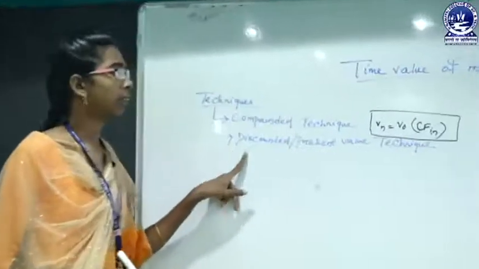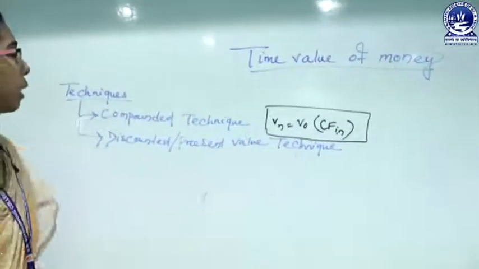We were reading the subject of financial management and the topic is time value of money. In our previous class, we discussed what is time value of money and what are the techniques used to calculate the value of money that we are going to get in future or present. Those techniques were the compounded technique and the discounted or present value technique.